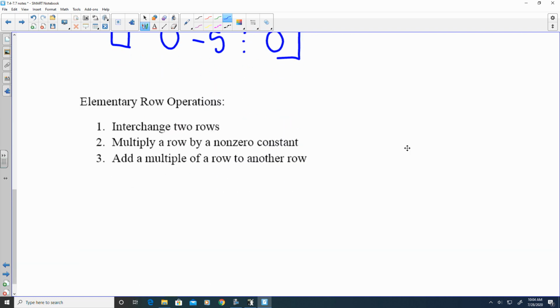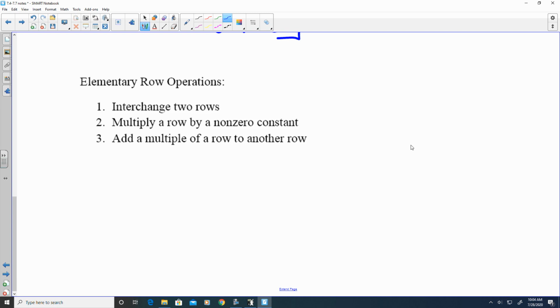Okay, so now we're going to introduce elementary row operations. That's where we take a matrix and we do something to it. Some of the things we're going to be asked to do would be to interchange 2 rows, so literally just switch the rows, multiply a row by a non-zero constant, or add a multiple of a row to another row.